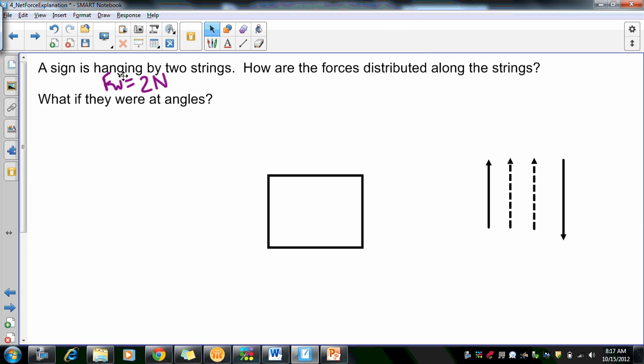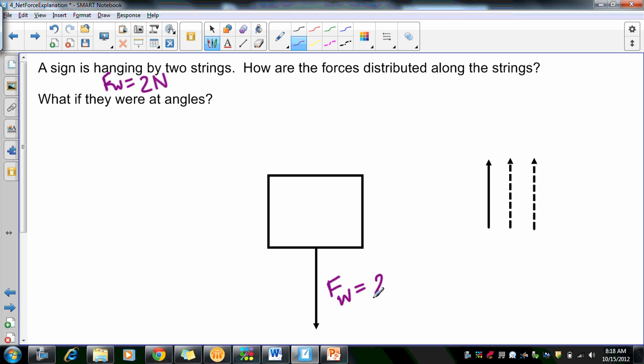So the weight is a force, so that's an arrow. In fact, it's the downward arrow. And so then we'll label that. So that's 2 newtons. If we had one string holding it up, how much force would that string have to have? Well, to perfectly counteract it, it would have to be 2 newtons.